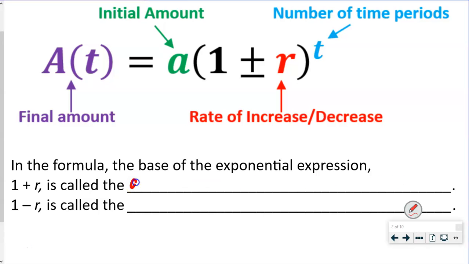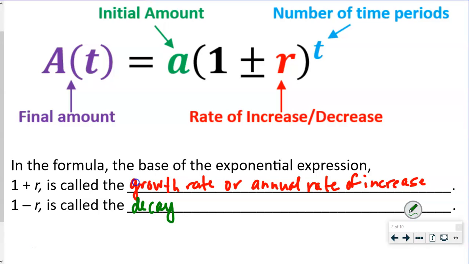Okay, so in the formula, the base of the exponential expression, if I say 1 plus r, is called the growth rate. So this is the growth rate, and that can also be called the annual rate of increase. And then obviously when we're subtracting, we're going to talk about the decay rate, right? So things are going to be going down there. So this would be our decay rate, because again, notice that minus right there. So this is our decay rate, or we can call this our annual rate of decrease, or decay.